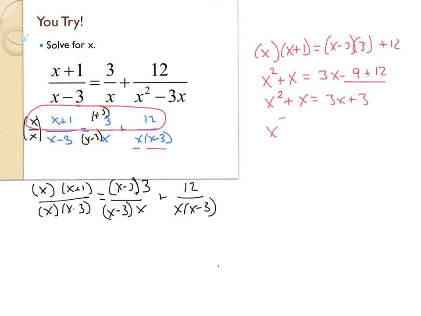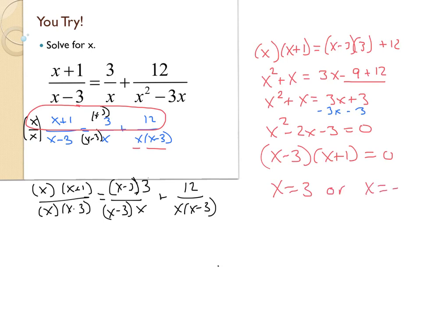So I'd get x squared, subtracting the 3x and the negative 3 from this side to the left. I'm going to get negative 2x minus 3 is equal to 0. And now I need to solve for x. So what two numbers multiply to negative 3, but add to negative 2? That's x minus 3, x plus 1. So my solutions are x is equal to 3 or x is equal to negative 1.